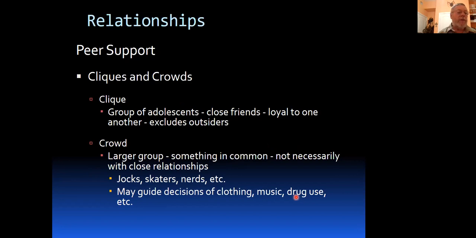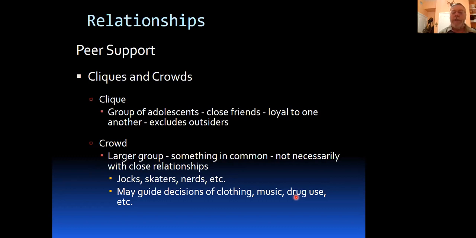Next, let's look at peer relationships, relationships with the adolescent and others of their own age group. So what we see in adolescence is the formation of cliques, particularly early in adolescence, the first few years. Cliques being groups of adolescents who are very close friends, very loyal to one another, but exclude outsiders. Usually these are maybe 3, 4, 5 adolescents, usually not more than that.